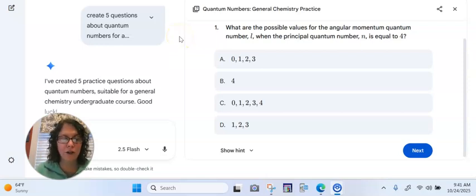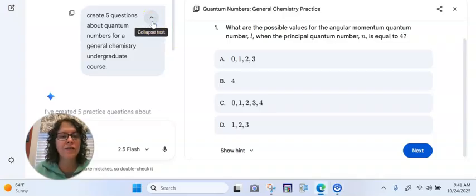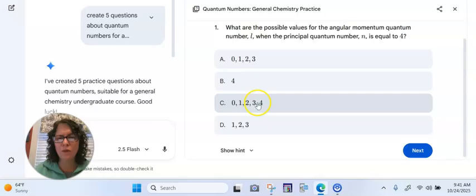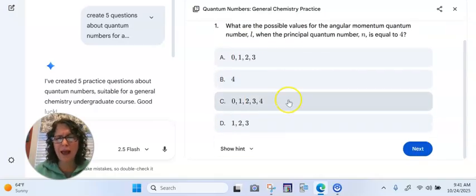First of all, a great study tool. I went to gemini.google.com, Google's little AI thing. I'm logged in with my free account and I typed in this question. I said create 5 questions about quantum numbers for a general chemistry undergraduate course. Not only did it create 5 questions for me, it put them in this little quiz format and it's got hints involved. So this is a really great study tool that I hope you'll take advantage of.